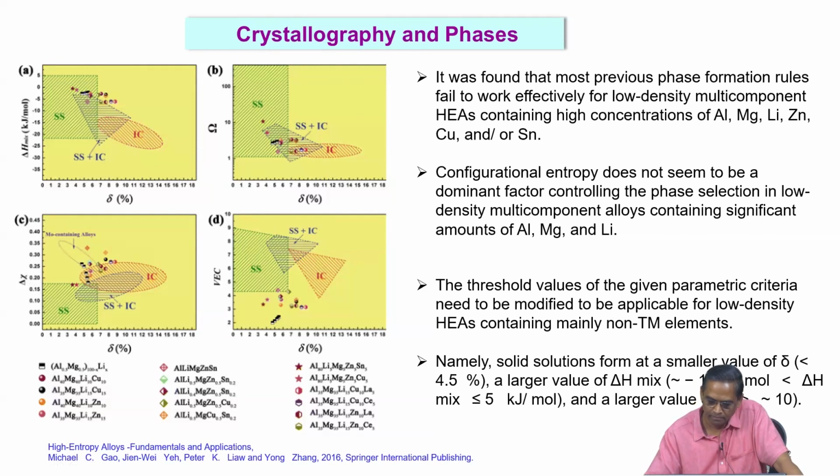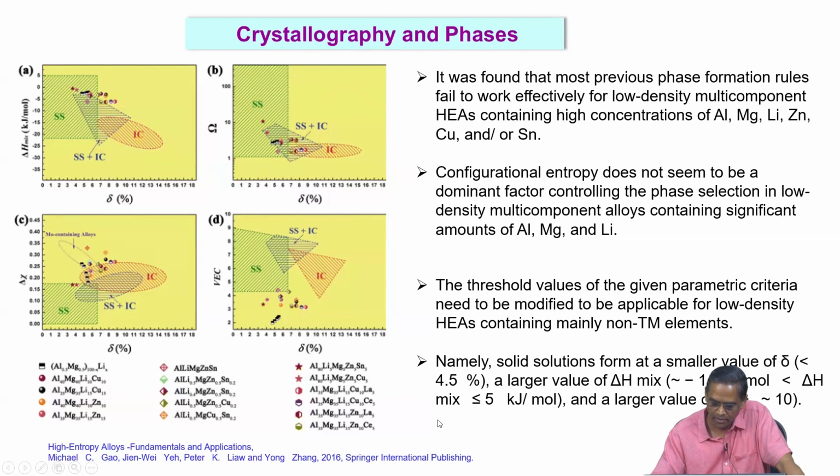So you can have different threshold values for a given parametric criterion. For example, a solid solution forms at a smaller value of delta, which is less than 4.5%, and a larger value of delta H mix, which is in between minus 1 kilojoule per mole to 5 kilojoule per mole, and larger omega.